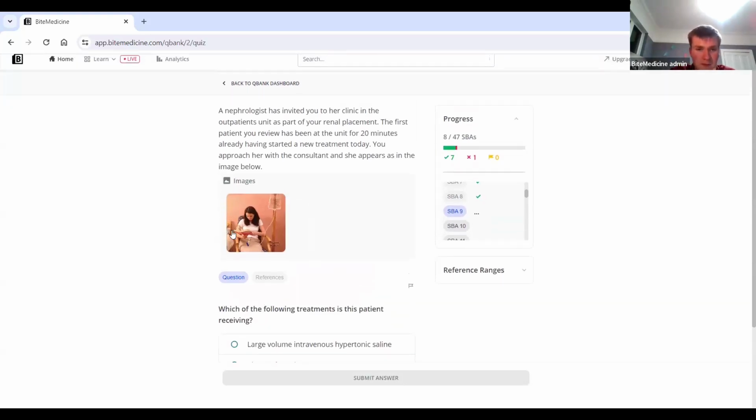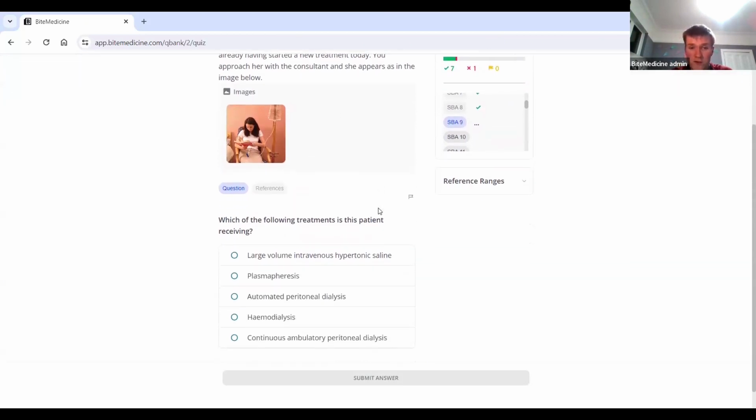Oh, it's our friend again. Look, they're having peritoneal dialysis. So a nephrologist has invited you to her clinic in the outpatients unit as part of your renal placement. The first patient you review has been at the unit for 20 minutes already, having started a new treatment today. You approach her with the consultant, and she appears as in the image. Which of the following treatments is this patient receiving?